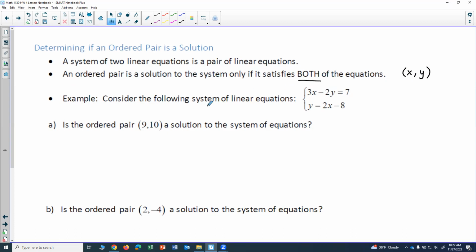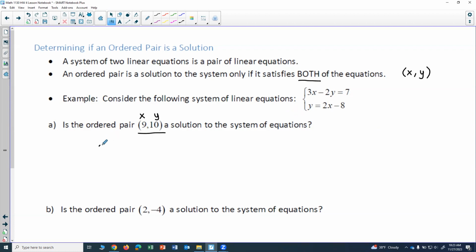To test whether or not an ordered pair is a solution, you'll plug the x and y value into your first and second equations and see if it makes them both true. So here's our first example. We have the system of linear equations 3x minus 2y equals 7 and y equals 2x minus 8. We're asked, is the ordered pair 9, 10 a solution to the system of equations? So 9 is my x value and 10 is my y value. So what I want to do is actually plug in 9 for x and 10 for y.